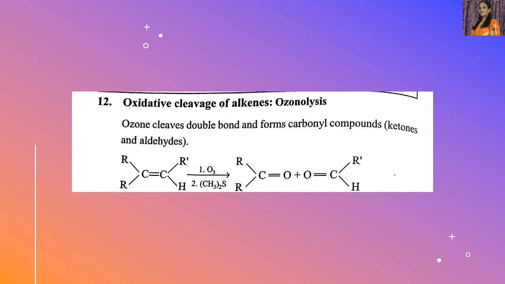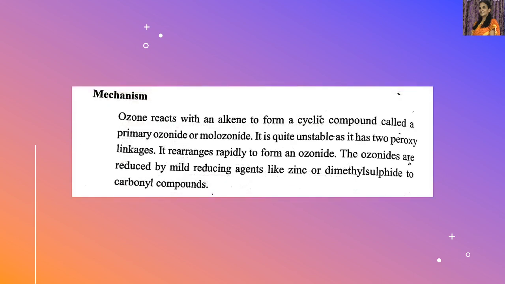So we may get two ketones or two molecules of aldehydes also, depending upon the initial alkene we have considered. On ozonolysis we may get either one ketone and one aldehyde, or two ketones, or two aldehyde molecules also. Okay. So now let us consider this reaction mechanism. So ozone reacts with an alkene to form cyclic compound that is called primary ozonide or molozonide.